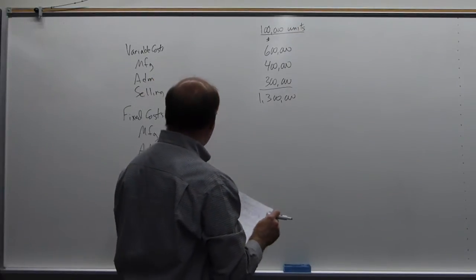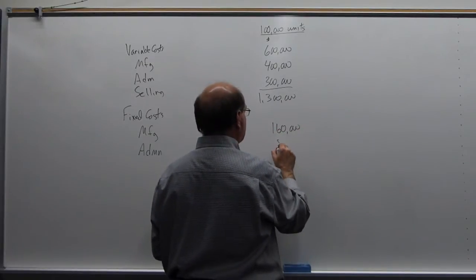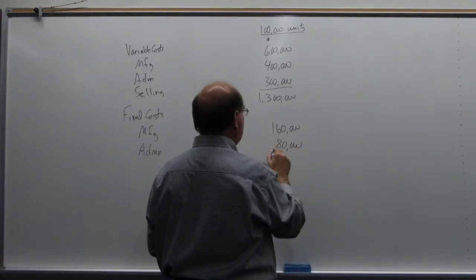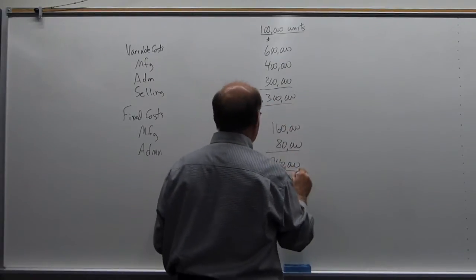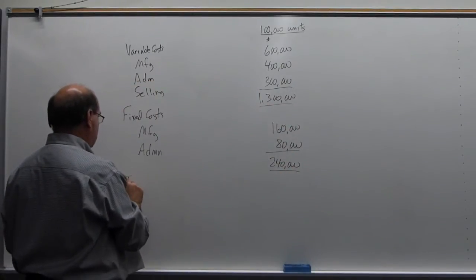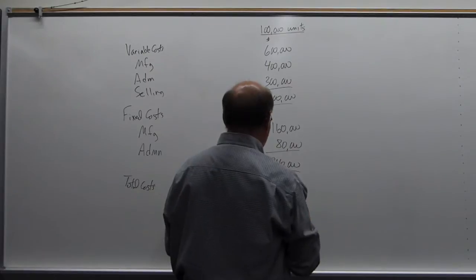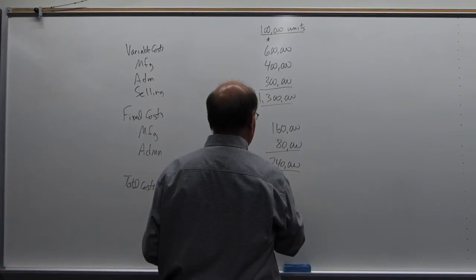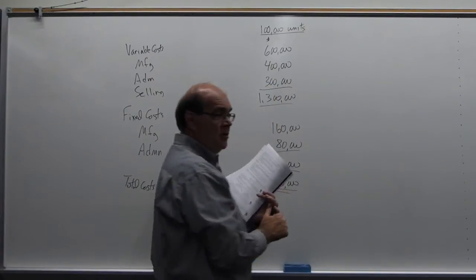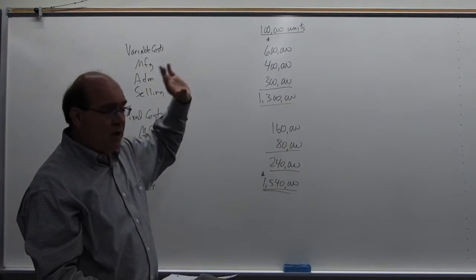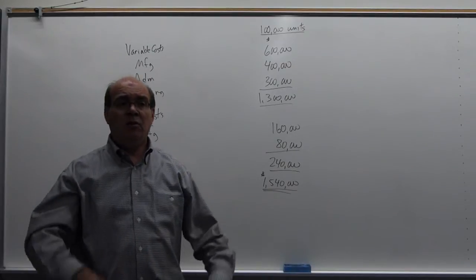Our fixed costs are going to be $160,000 for our manufacturing and $80,000 for our administration, for a total of $240,000. So what are our total costs? $1,540,000. And so when we did our static budget, we said that's it. Our best guess is we're going to make 100,000 units. This is what it's going to cost us to make those units. And then we start running the year.